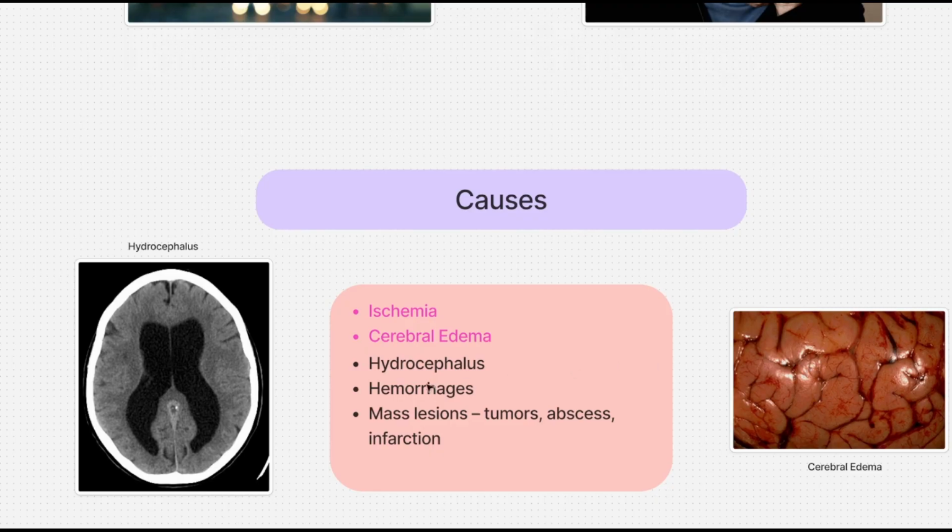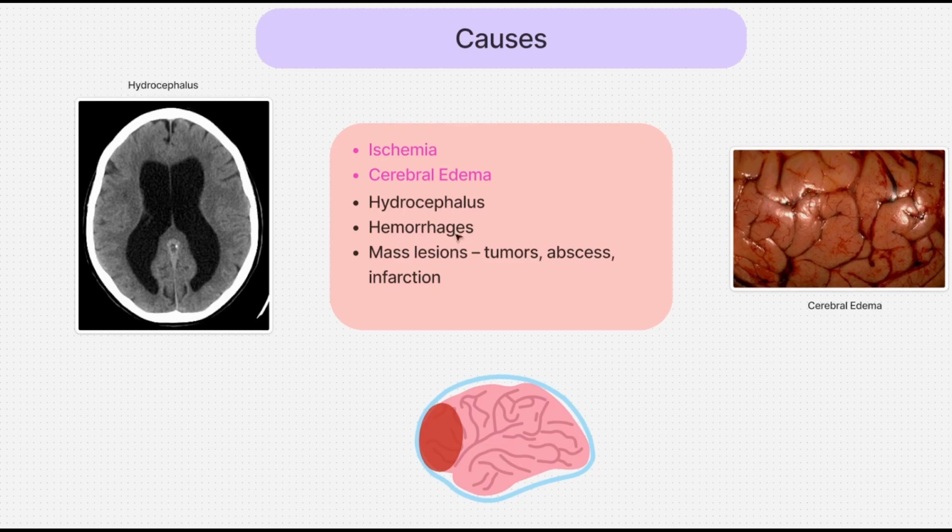Hydrocephalus is the same thing, but it is the buildup of fluid inside the ventricles, as you can see here. And mass lesions like tumors, abscesses, infarctions, all increase the volume of the cranial vault contents, which leads to an increased intracranial pressure. And also, this right here is basically a hemorrhage in the cranial vault, and the buildup of blood, which is going to start to coagulate. It's also going to increase the pressure.